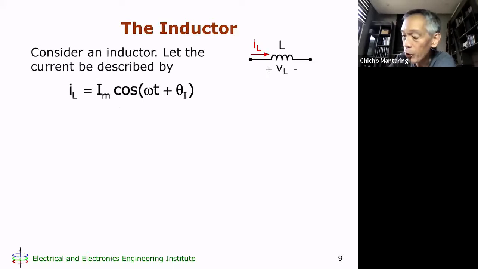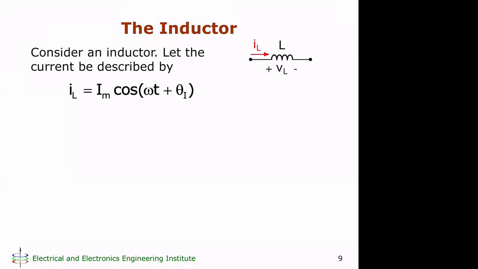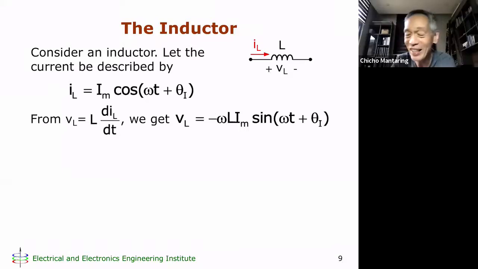Again, I'm going to assume the same sinusoidal current flowing through my inductor. What is the voltage across your inductor? Shout out, please. Anyone? Nakalimutan na nyo? Okay, it's just so that we don't waste time. V of L is just L, the I of L by dt.